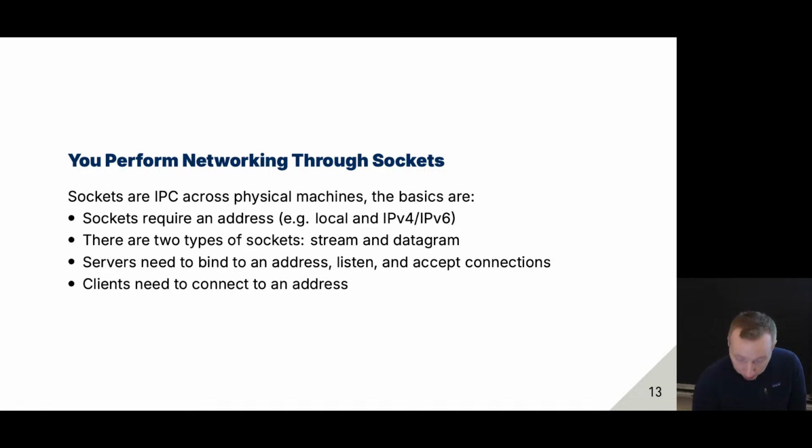So just to set it up, if you want to perform networking, relating it to operating systems, you do it through sockets. They're IPC across physical machines. The basics are they need an address, local, which would be a file name, or an IP address. There are two types, stream and datagram. With stream, everything's in order. It's a persistent connection, so you know if you lose the connection. Datagram just sends messages. You don't know if they'll be in the same order, you don't know if they get lost. You don't know anything. If you're the server, you need to create a socket, bind it to an address, listen on it, and then accept connections, and you can accept multiple. If you're the client, you just create a socket, connect to an address, and that's it.